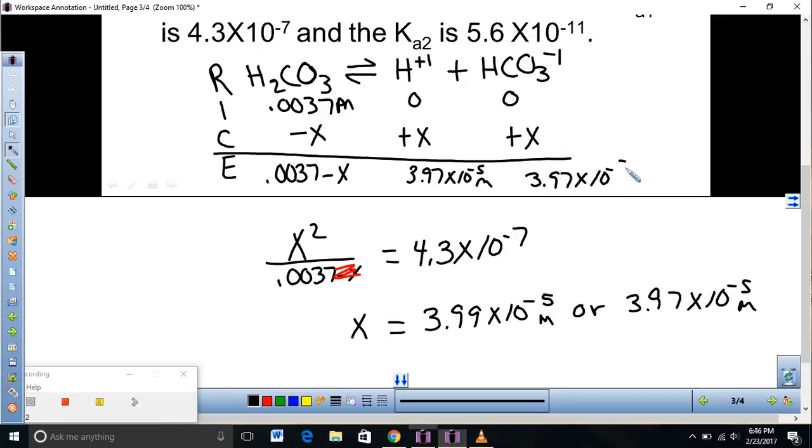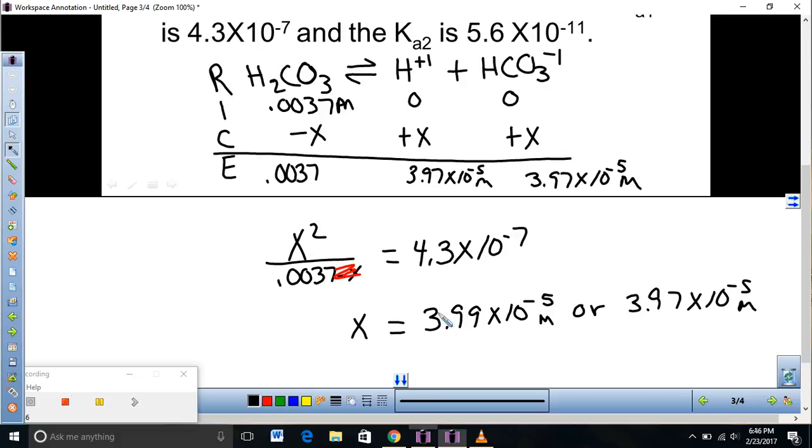Because this is to the negative fifth, that's a really small number there. And if I take 0.0037 and I subtracted something to the negative fifth and I rounded back to 2 sig digs, it actually would round right back to that number. It's less than that 5% rule that we have talked about in class.